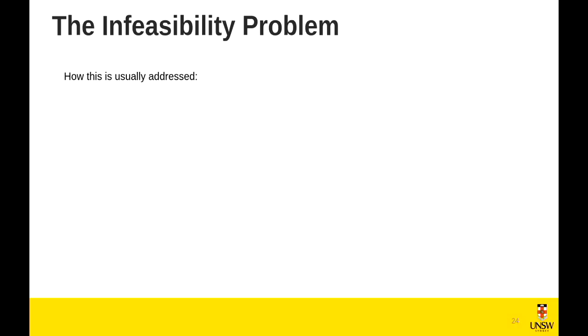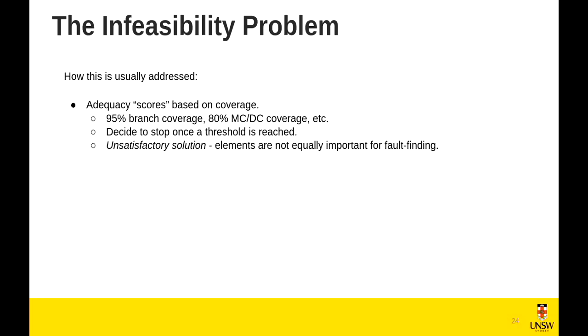So normally, how we address this infeasibility problem is that we can get back to the definition of adequacy. We can use adequacy to score the test coverage we have already achieved. For example, instead of trying to achieve 100% coverage, we can set a threshold, maybe 95% of branch coverage or 80% of MCDC coverage is satisfiable. Once we have reached the threshold, we can consider that we have finished testing.